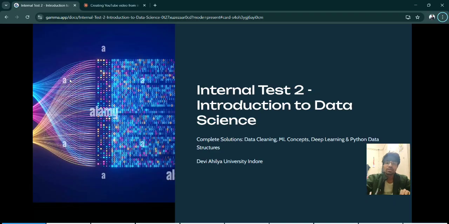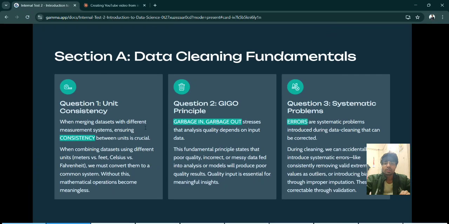Let's begin. So the first question, let's start with section A on data cleaning. Question number one: when merging datasets with different measurement systems, ensuring a blank between units is crucial. So the answer is consistency or uniformity.